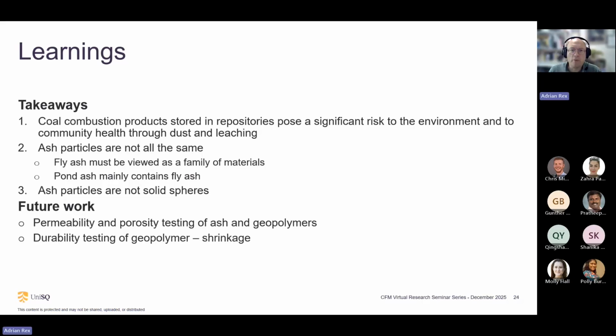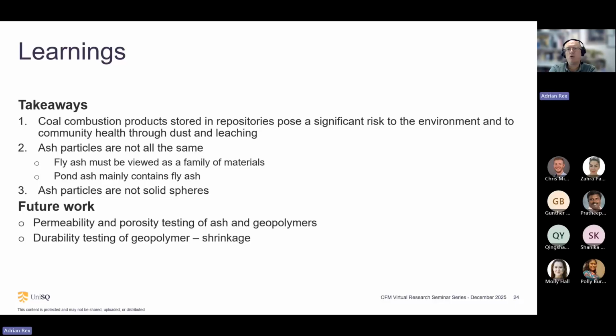Well, what are the learnings and what I'd like to pass on to people? Well, we've seen that coal combustion products are stored in ash repositories, 600 million tonnes in Australia, over 2 billion tonnes in the US, and probably more than that in India. We're not going to be using that much ash; it'll take us generations to consume it, even when we've closed our power stations. And these ash repositories will impact the environment and impact community health due to, as we said, nuisance dust and leachate.